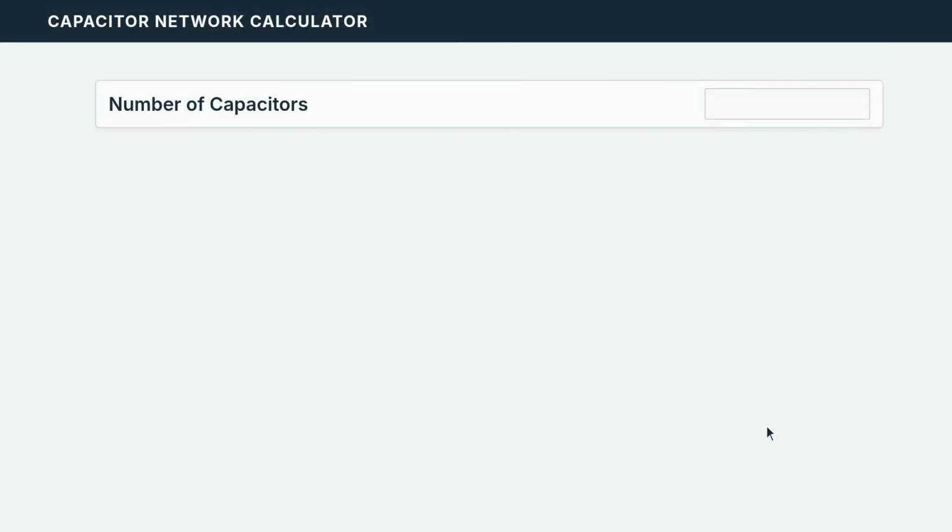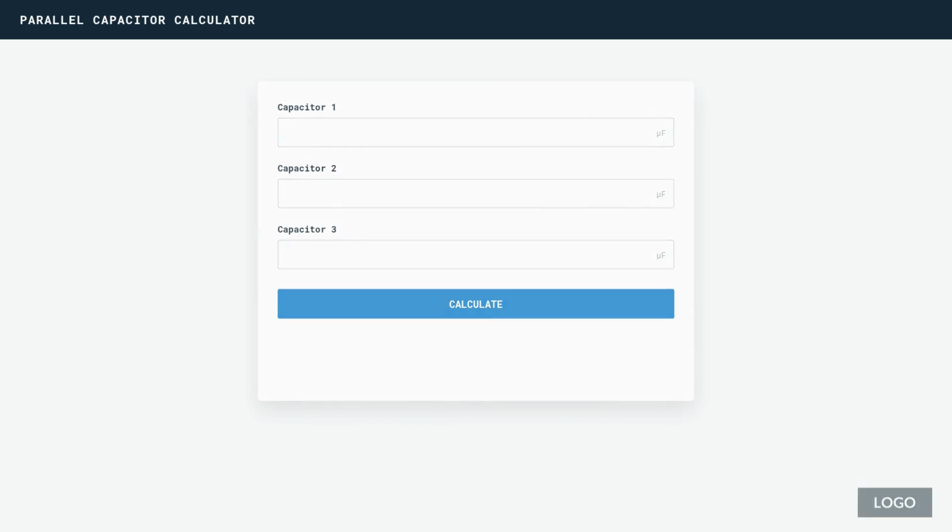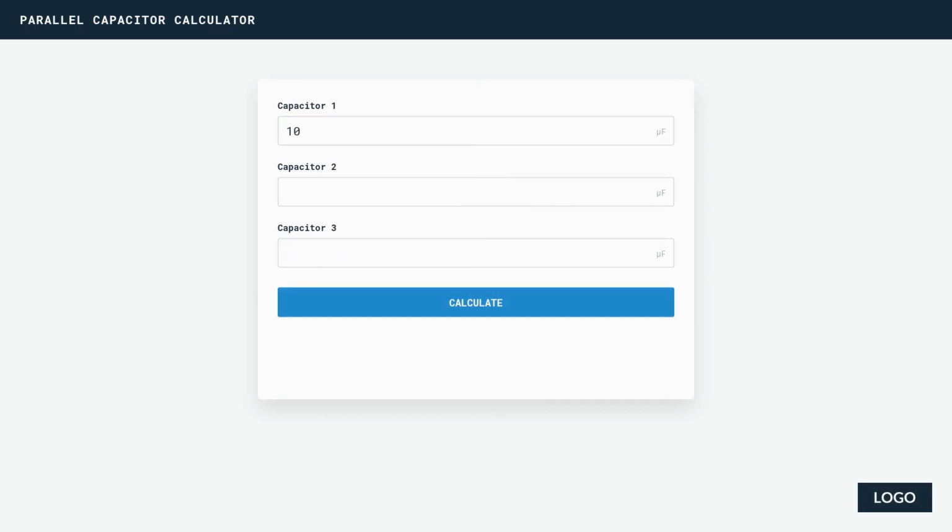Let's work through an example. I'll enter 3 for number of capacitors, then 10, 20, and 30 microfarads for capacitors 1, 2, and 3 respectively. After clicking Calculate, the results show total capacitance equals 60,000 microfarads.